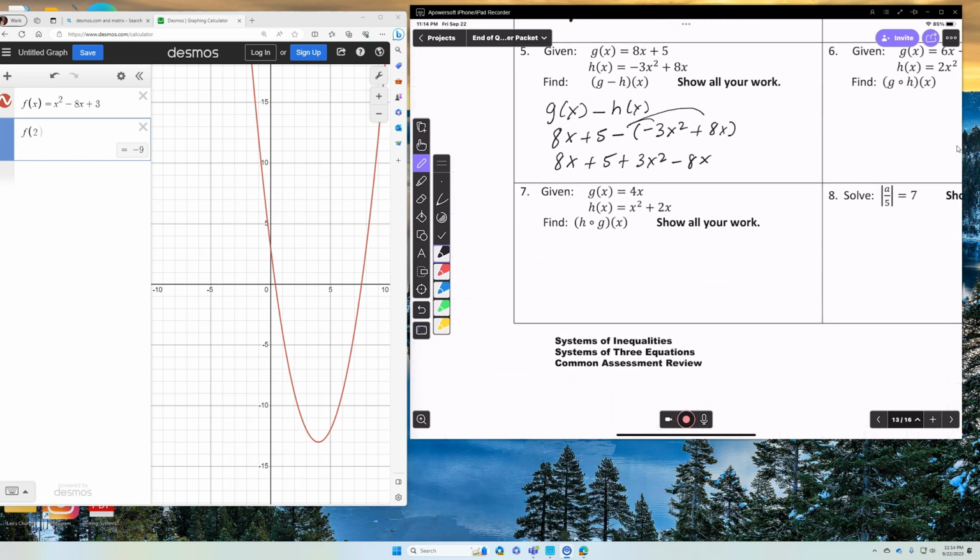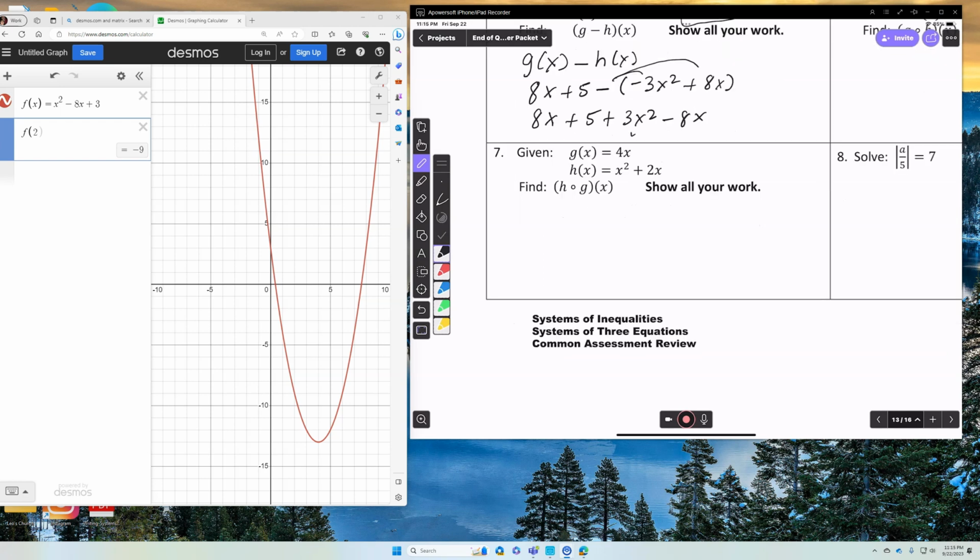So you got to write this in standard form. The highest exponent is 2, so you have 3x squared. You have 8x minus 8x, that's 0. And then it's going to be plus 5. So this is your answer, or your simplified operation.